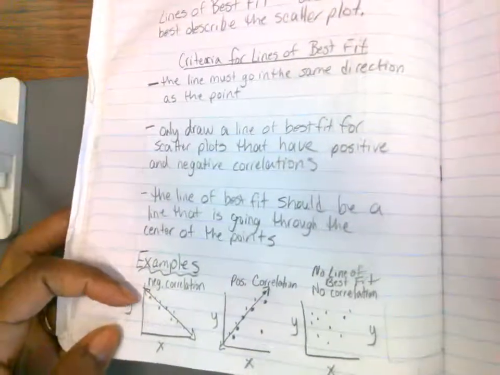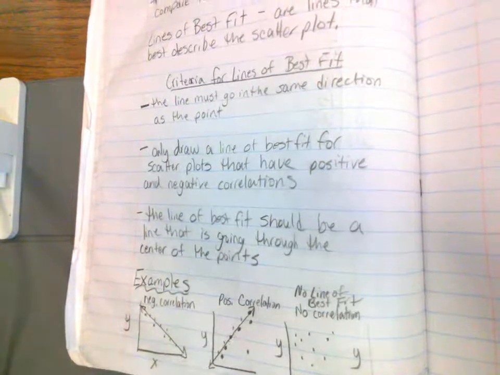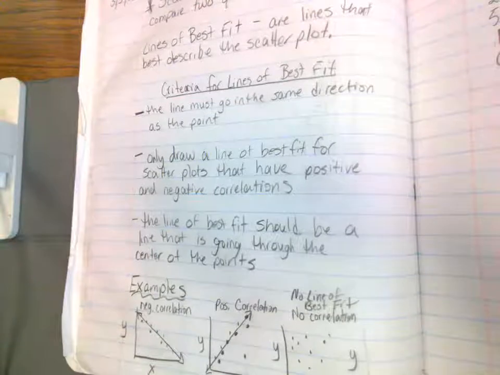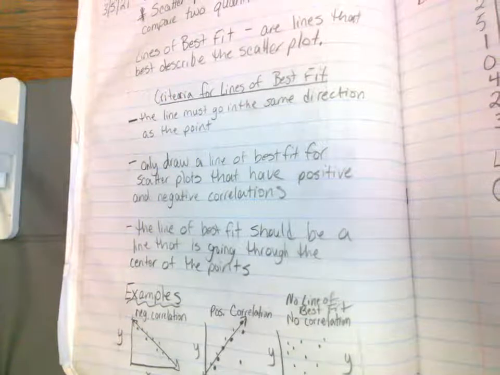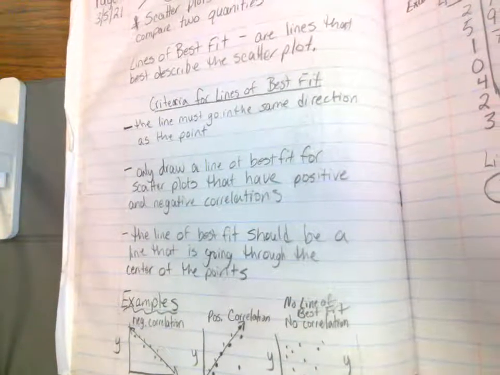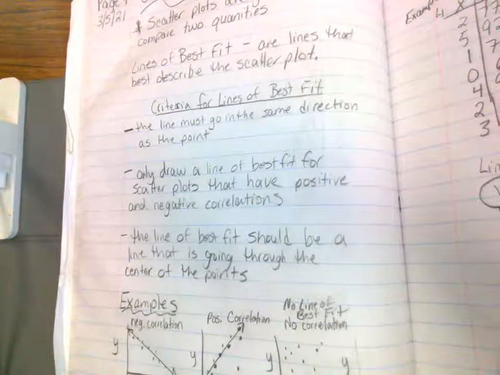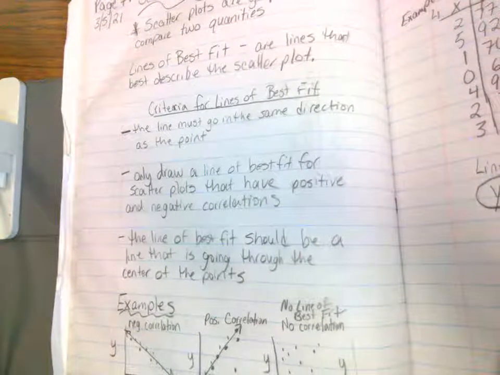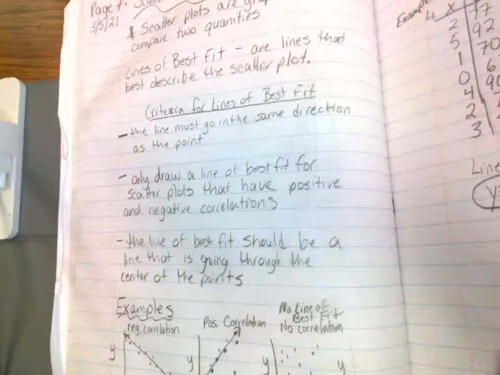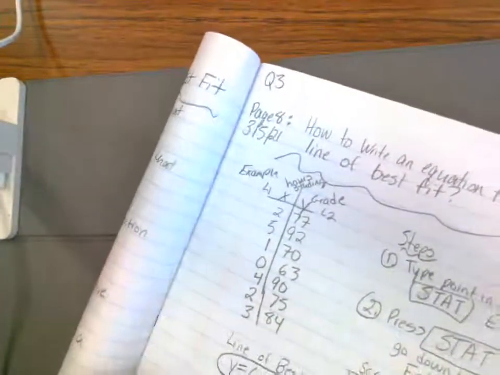If the points are going down, it's a negative correlation. If the points are going up, that's a positive correlation. If the points are scattered everywhere, that means the two quantities you're graphing or comparing do not have a relationship. A positive relationship means that as the x values increase, the y values also increase in value. Negative correlation means that as your x values increase, the y values, whatever that quantity is, decrease. We'll probably talk more about that tomorrow, maybe today if we have time.